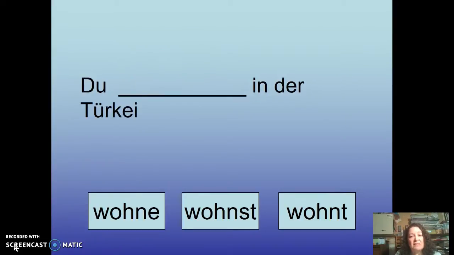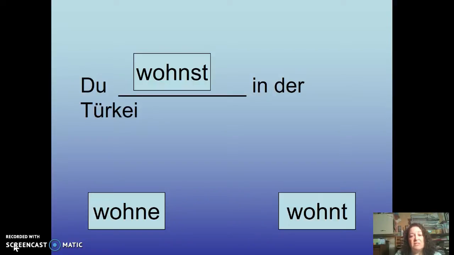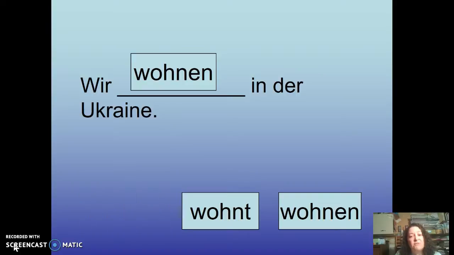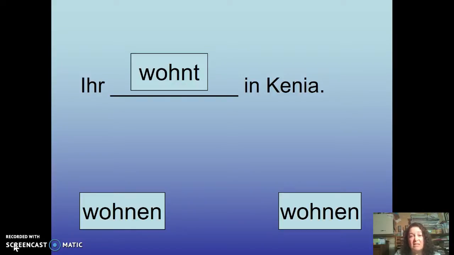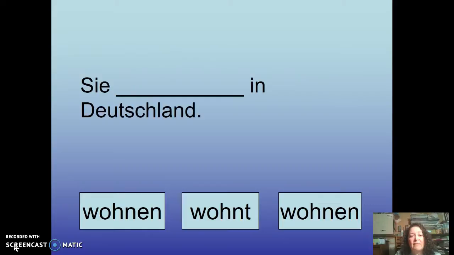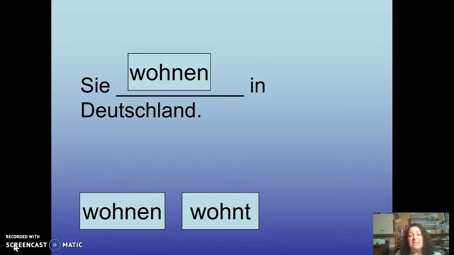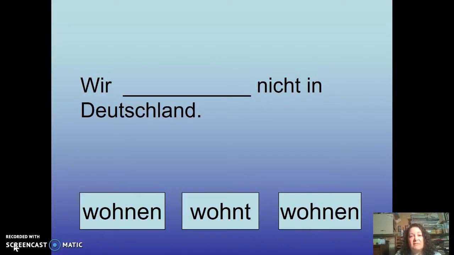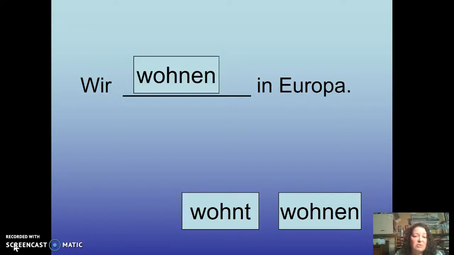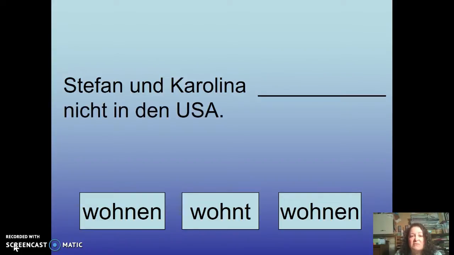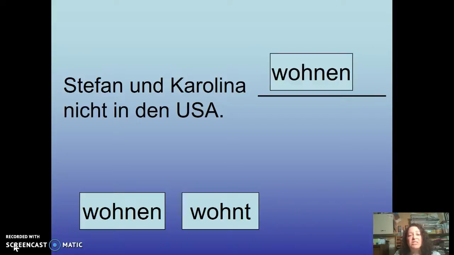Ich wohne in den USA. Du wohnst in der Türkei. Wir wohnen in der Ukraine. Ihr wohnt in Kenia. So you've done lots like these before, but you've never used the wir and the ihr form. Oh, I didn't tell you which sie it is. I think it's the plural. Yes, Sie wohnen in Deutschland. Wir wohnen nicht in Deutschland. If the last one was wir wohnen, this one has to be wir wohnen. Wir wohnen in Europa, nicht in Deutschland. And the last one. Stefan und Carolina wohnen nicht in den USA. There's two people, so it's like saying they.